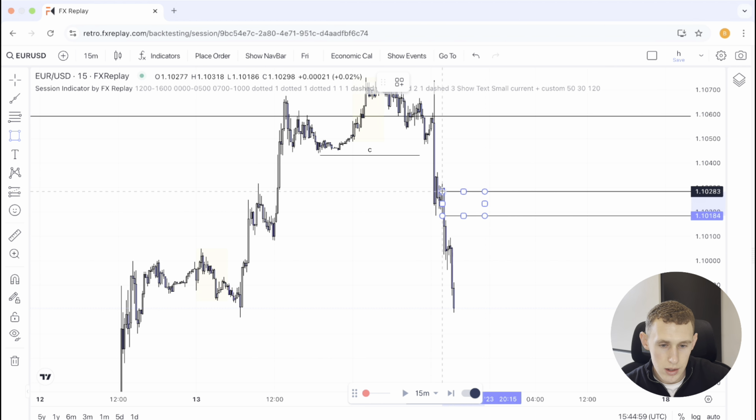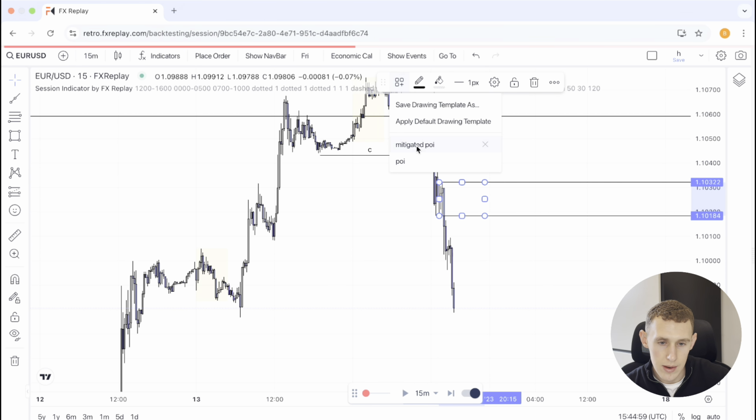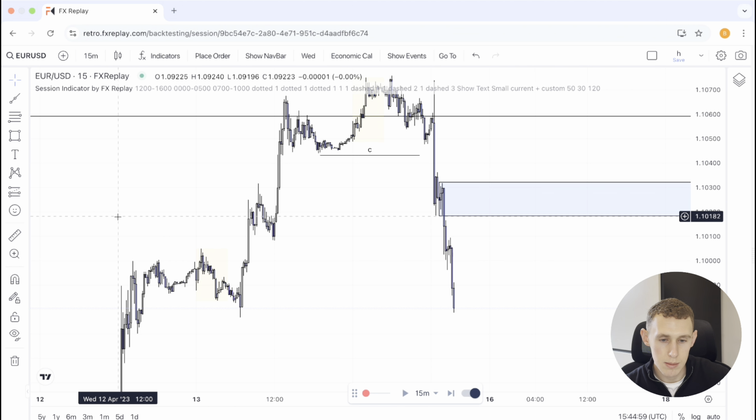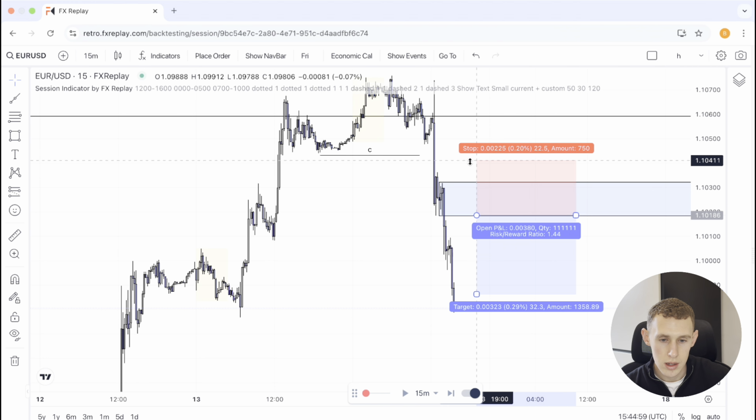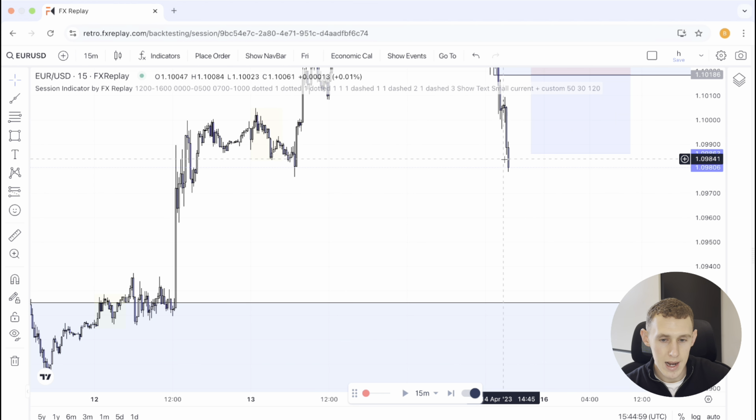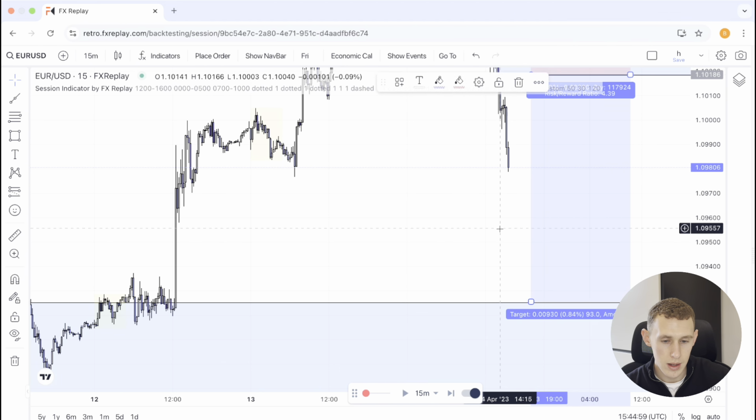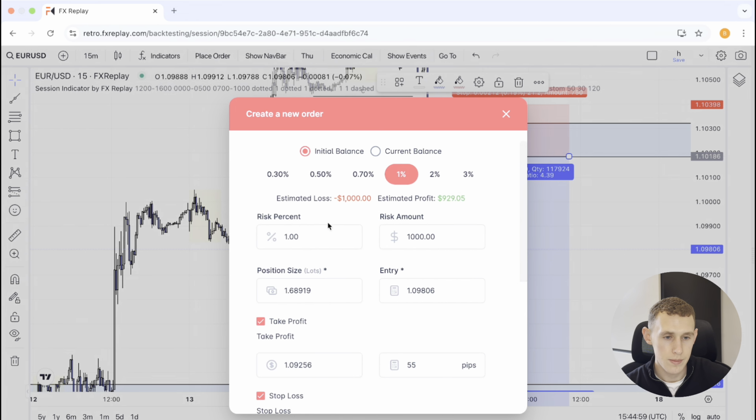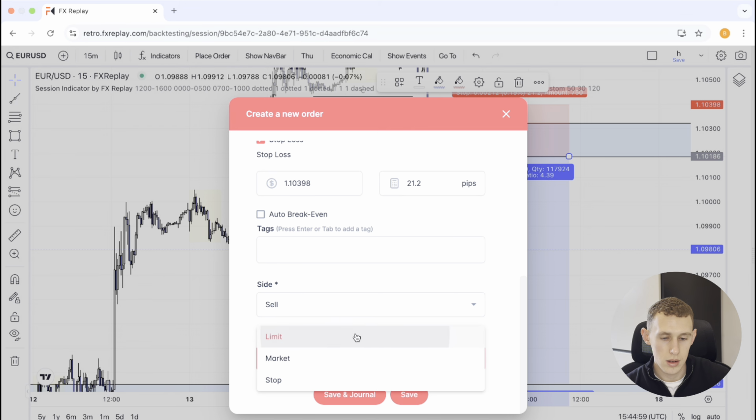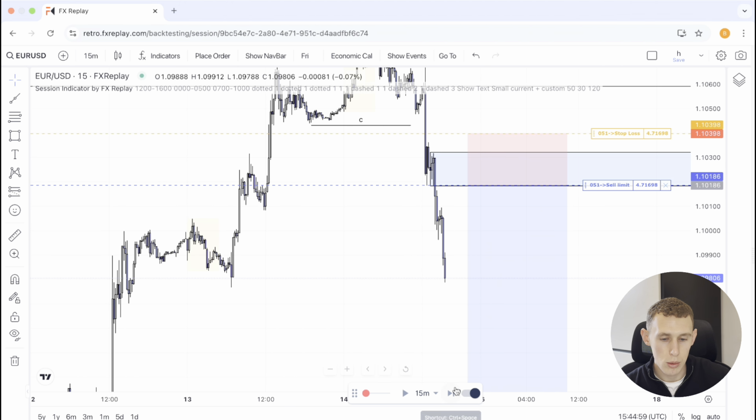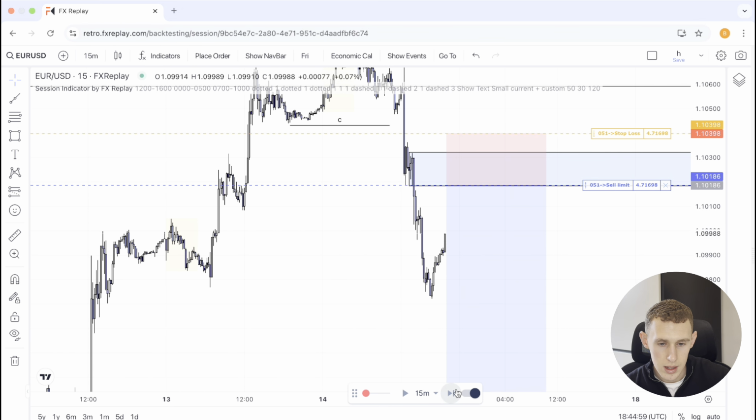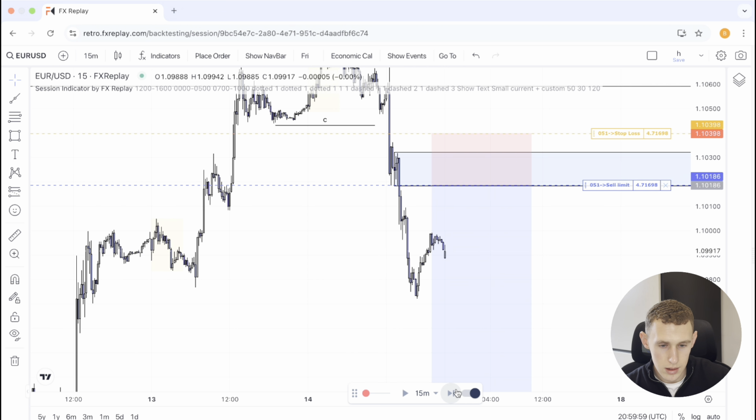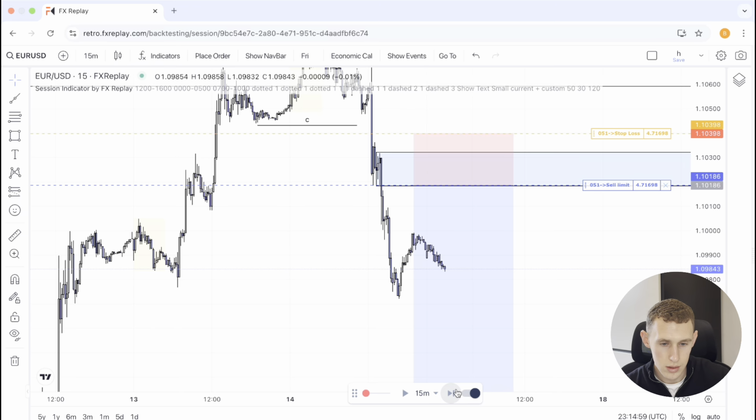Right, so this looks good. We have this area of supply. Price created some liquidity below it. I'm going to set a limit on this zone. Stops slightly above that level, and I'm going to target that daily demand that we had marked. So let's see if price can pull back for us. At the moment, it doesn't look like it wants to.